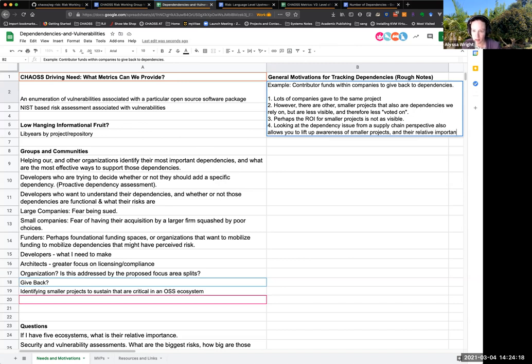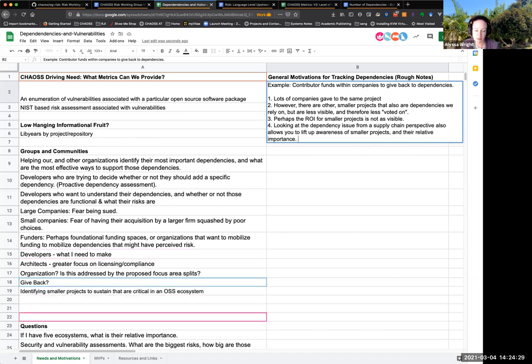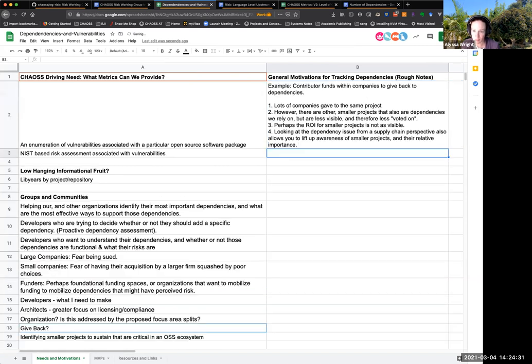growth. So I really do want to pass it over to Richard, because he's been part of the dependency conversation for even much longer than me. But those are some of the motivations from my perspective.